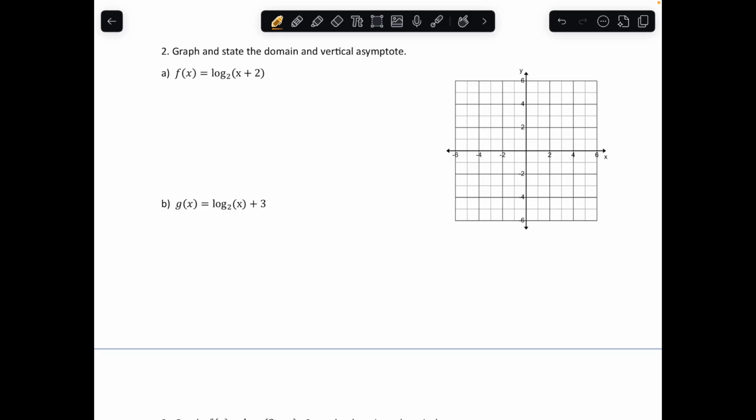Now for number 2, there's 2 parts. There's part A and part B. Let's go ahead and do part A in yellow. And then let's go ahead and do part B in green. So what do we see? We're dealing with a logarithm of base 2, but the only thing that's different is that instead of just x, we have x plus 2. This corresponds to a shift 2 units to the left.